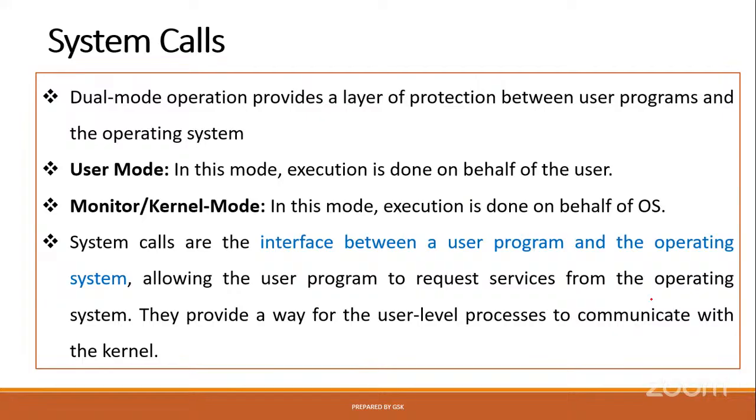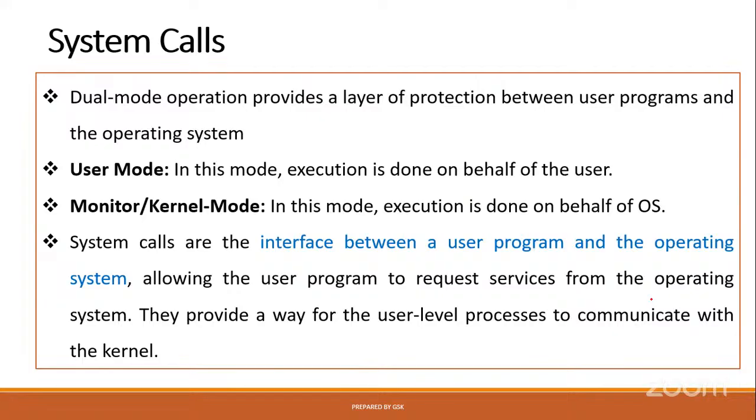Dual mode operation provides a layer of protection between user programs and the operating system program. In simple terms, in the operating system also, we have two modes, two parts. One is user mode, second one is kernel mode. User mode means the execution is done on behalf of the user. All the user-related activities will be done in the user mode.